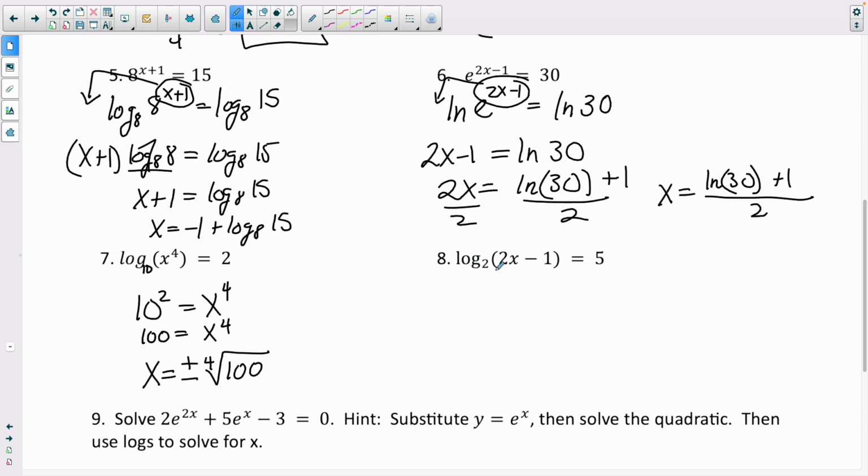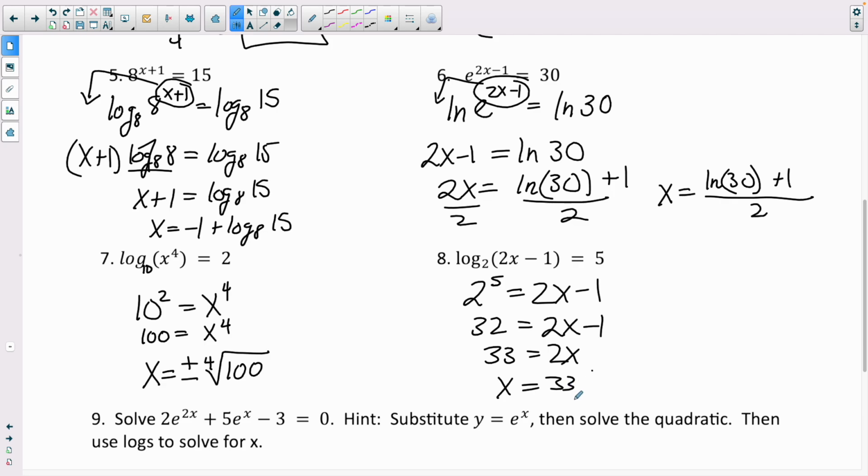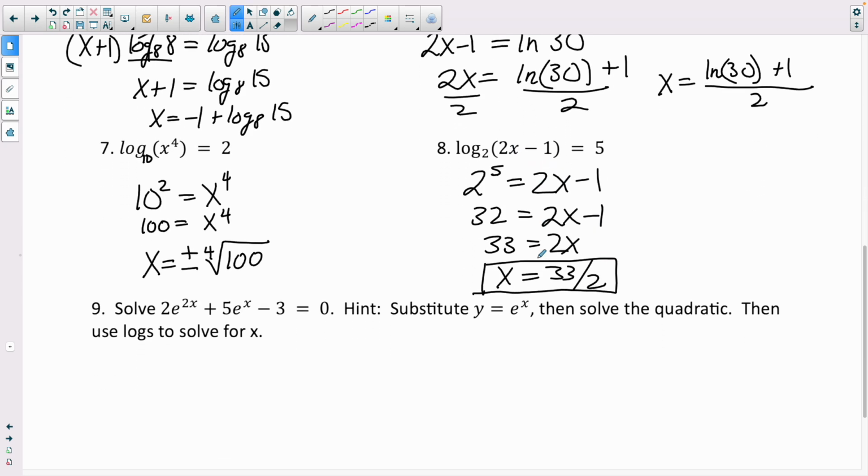For number 8, again, I'm going to rewrite it into exponential form because 2 to the 5th is equal to 2x minus 1. 2 to the 5th is 32. Add 1. x equals 33 over 2. Again, if we just check, that doesn't make the log argument negative, and so that works.